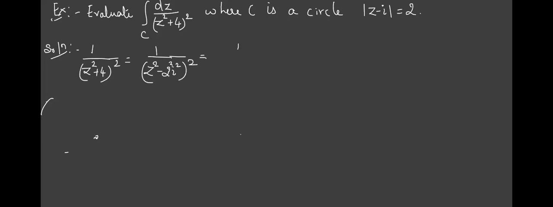How to write? 1 upon (z minus 2i) the whole square and (z plus 2i) the whole square. Very good. So this power 2 will come for both, as we are writing a minus b into a plus b. Now, usually after this, what do we do? The usual procedure.